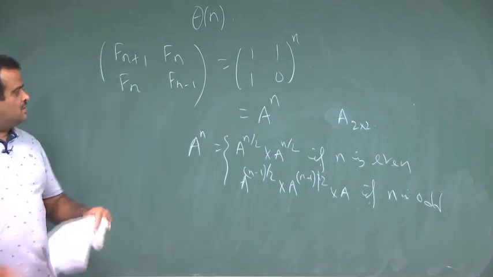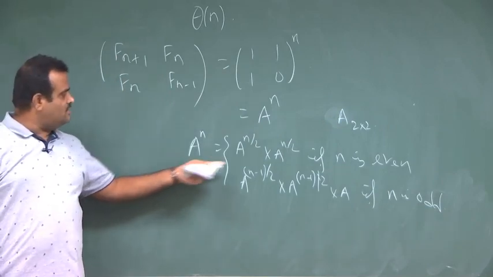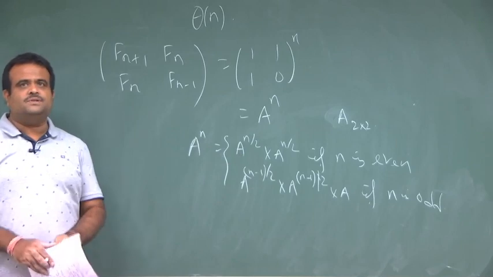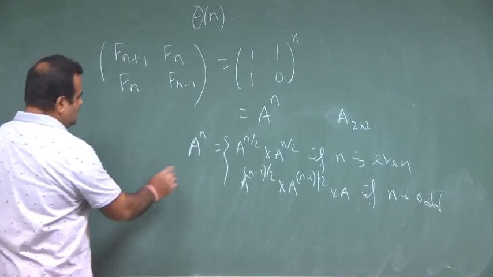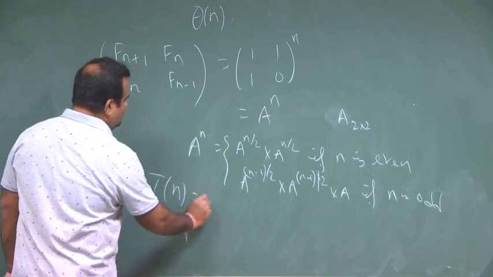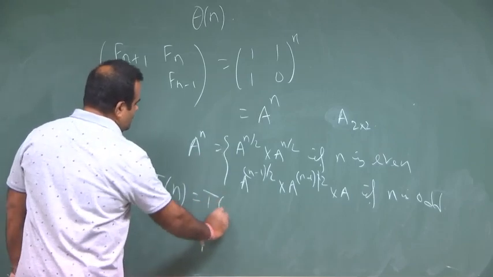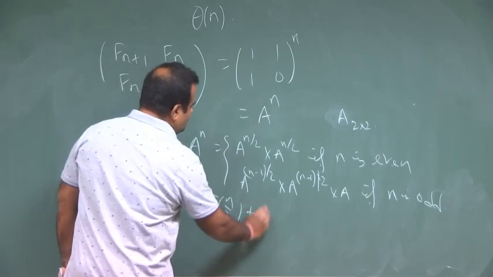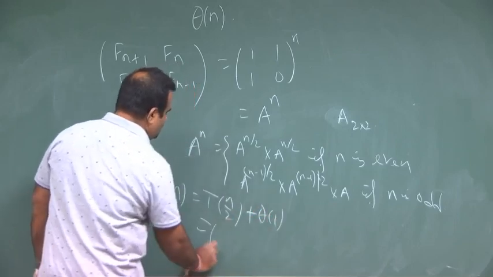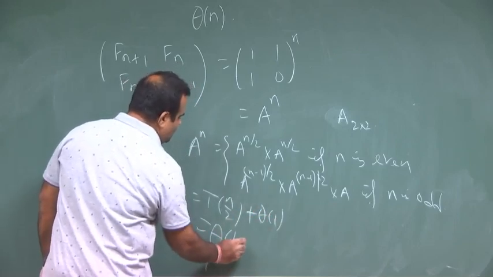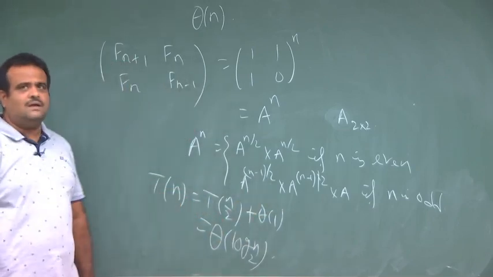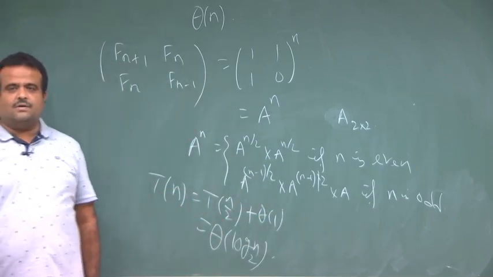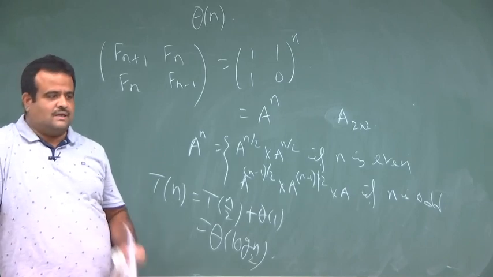So, these are the divide and conquer steps. We have a problem of size n, we reduce it into a subproblem of lesser size, and what is the recurrence? The recurrence is T n equals T n by 2 plus theta of 1, only one subproblem. This gives us theta of log n. We have seen this in the divide and conquer class.